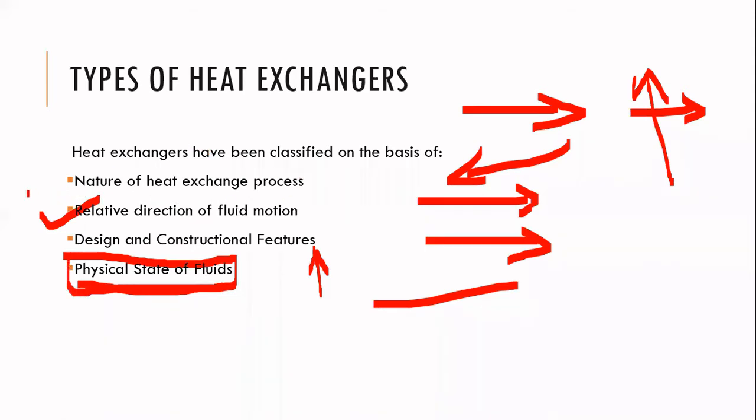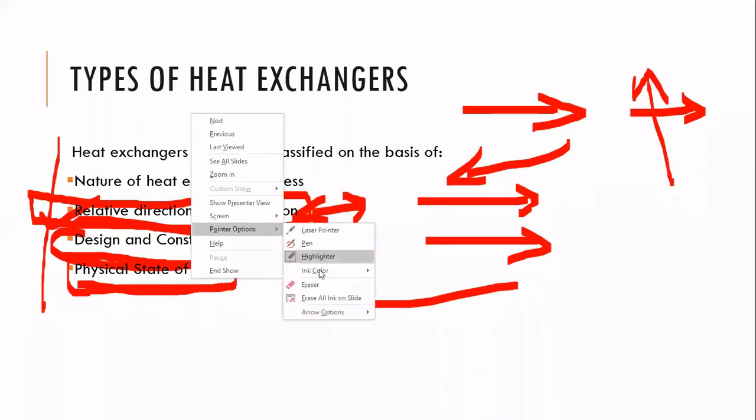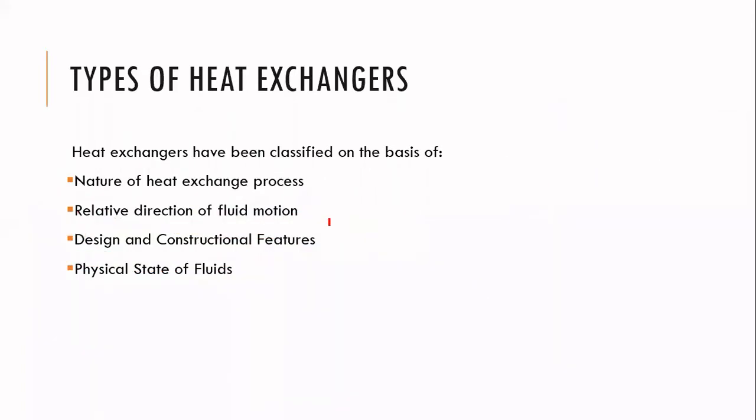The most important classification over here is relative direction of fluid motion. As we go deeper in the module, we are going to discuss only this category. But if a question comes in the exam to classify heat exchangers, you need to write all. And for theory purposes, the portion on the basis of design and construction features is very important. So we will move to the next slide and discuss all these types one by one.